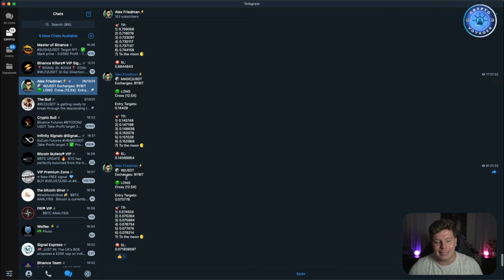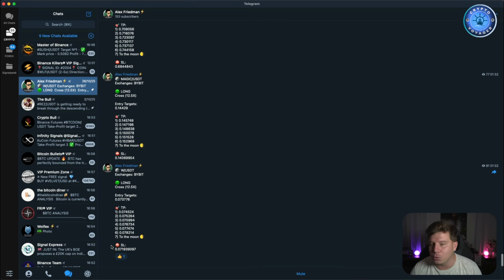This is how a signal is sent. The signal is going to be sent W to USDT. The exchange that they trade it on or recommend is Bybit. It's got a long cross of 12.5x. Entry target is 0.073776, and you can see all the take profits right here. I like it when it says "to the moon" because a lot of them actually do that. Stop loss, you can see here, guys.